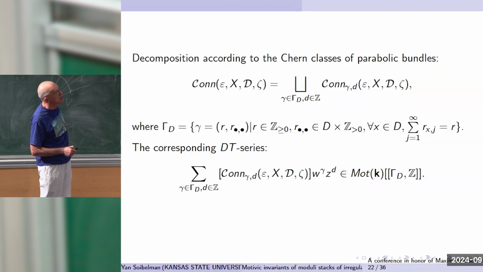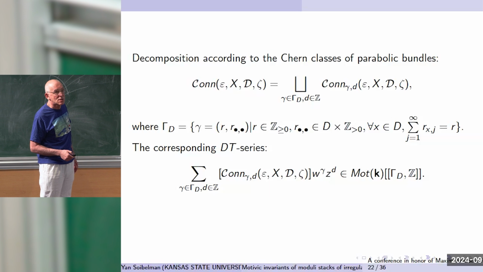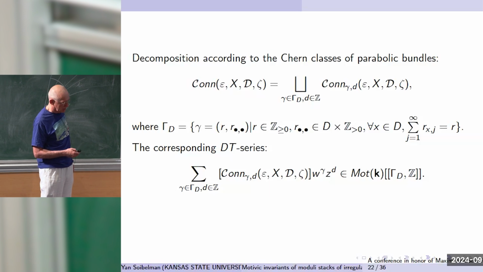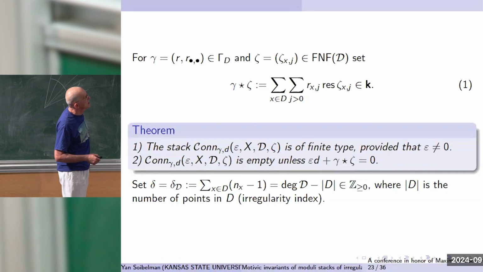And again, this is just an ordinary series in commuting variables, because the quantum torus is commutative. All right, and now a couple of properties and the answer.